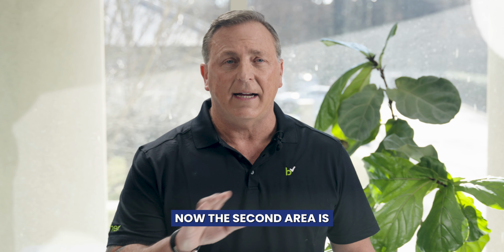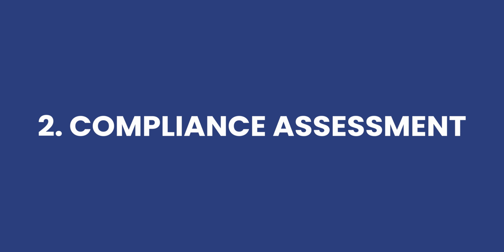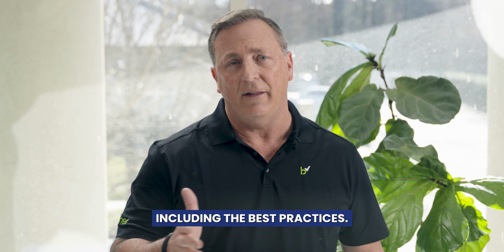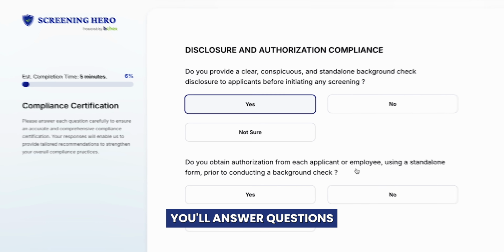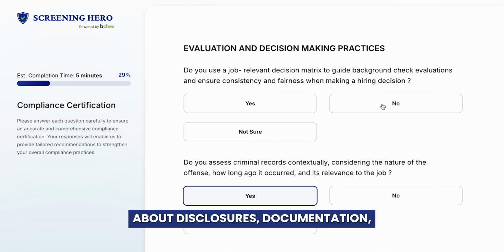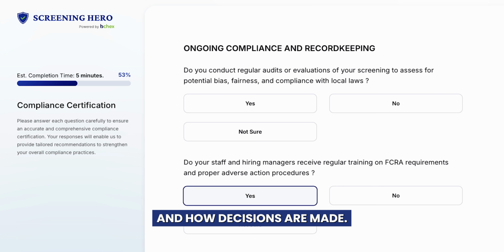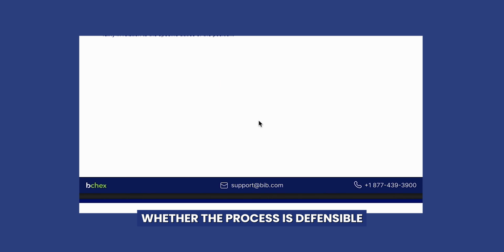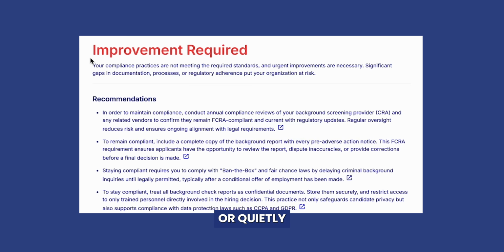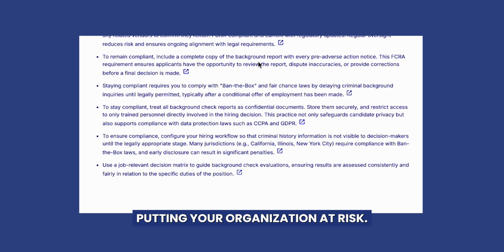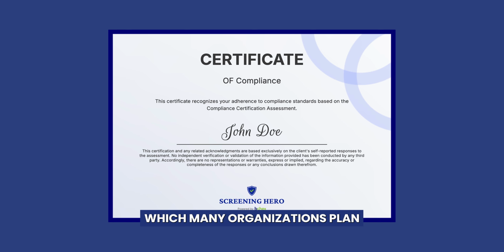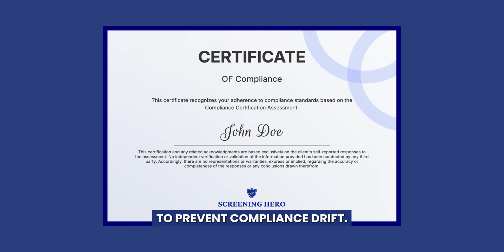Now, the second area is the compliance assessment. This functions as a quick audit of your screening workflow against key compliance requirements, including the FCRA best practices. You'll answer questions about disclosures, documentation, and how decisions are made. The result is a compliance score that shows whether the process is defensible or quietly putting your organization at risk. If you pass, you receive an audit certificate, which many organizations plan to use annually to prevent compliance drift.